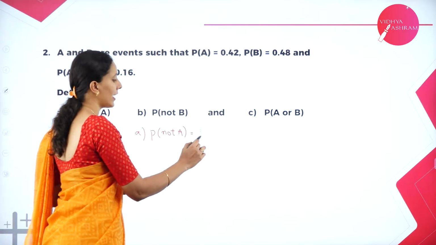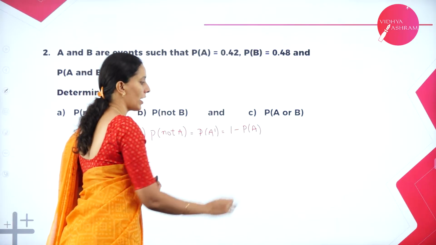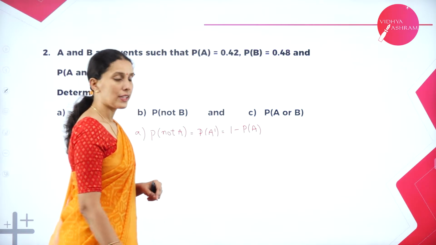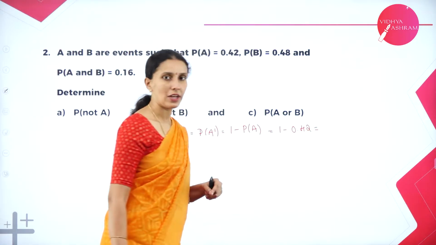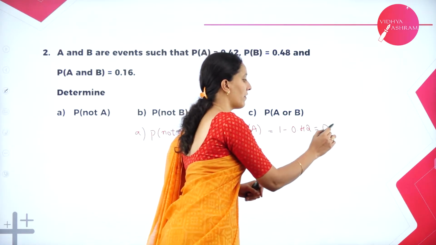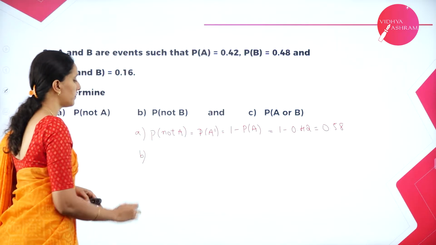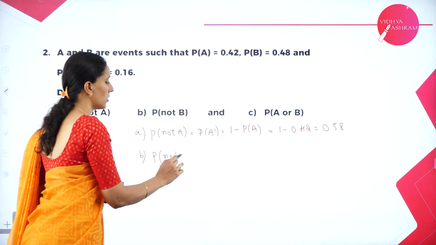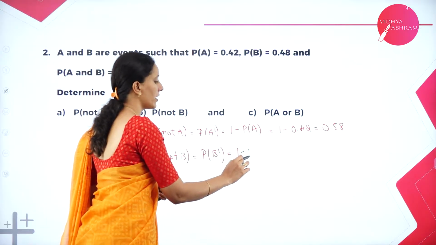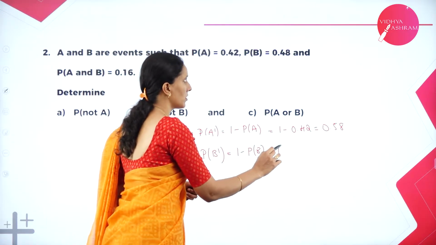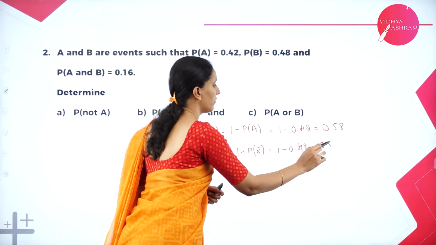Probability of not A is nothing but probability of A dash, which can be written as 1 minus probability of A. What is probability of A? It is 0.42. So, therefore, it is 1 minus 0.42, which value is equal to 0.58. So, this is the probability of not A. Let's take the next one, probability of not B. So, probability of not B means P of B dash. That is 1 minus probability of B, which is 1 minus 0.48, that is equal to 0.52.